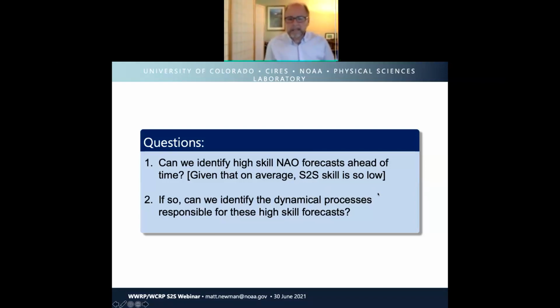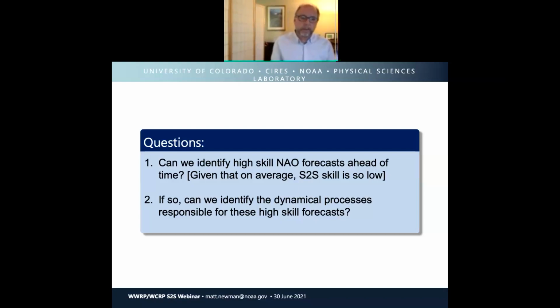We know that S2S skill on average is low. It's just kind of an unfortunate fact of life, but the weather noise is going to still be so large on these timescales that inherently average skill is low. So we're looking for those times when we can identify ahead of time that the skill is high. And that's important because when we issue these forecasts, we need to be able to be confident about them, particularly when we go to users and say, here's our forecast. And so important also for confidence is being able to identify dynamically why these high skill forecasts have the high skill that they do.